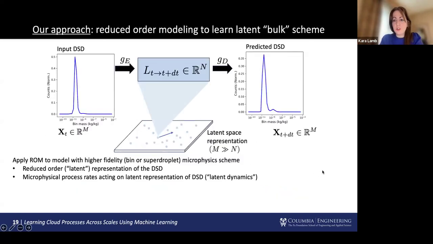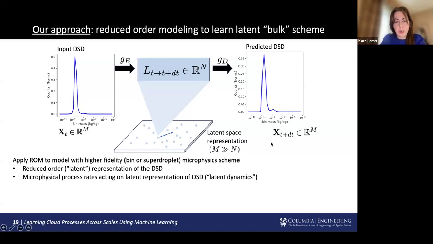So the approach that we decided to explore instead is to use reduced order modeling to learn a latent bulk representation scheme directly from the higher fidelity bin or superdroplet microphysics schemes. Reduced order modeling is an idea that has been developed a lot in the fluid dynamics community. A reduced order model is a model that has many fewer variables than your full complexity model, but is able to reproduce the majority of the behavior of your full complexity model.